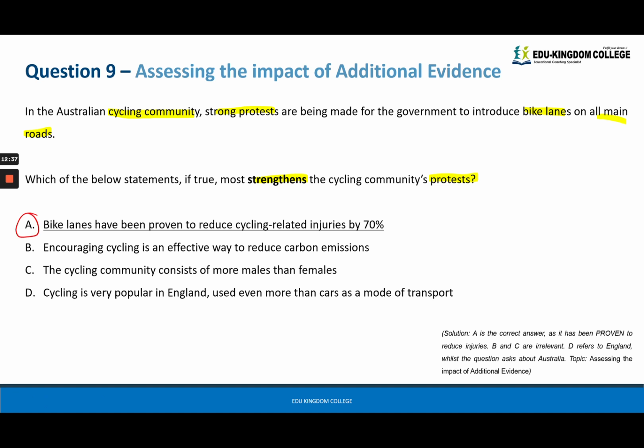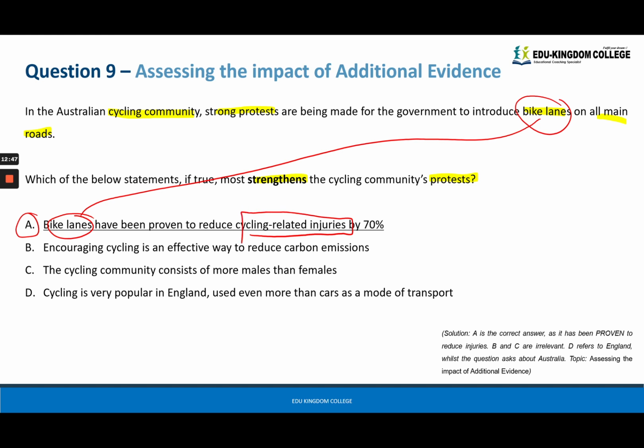Okay, a bike lane has been proven to reduce cycling-related injuries by 70%. So it links to the bike lanes that we're talking about, and we're talking about cycling-related injuries, which are important causes that people will be protesting for. So A is the best answer here.